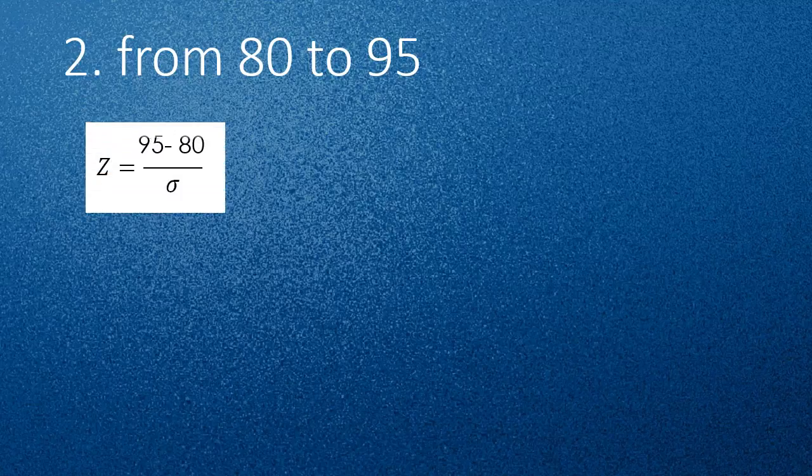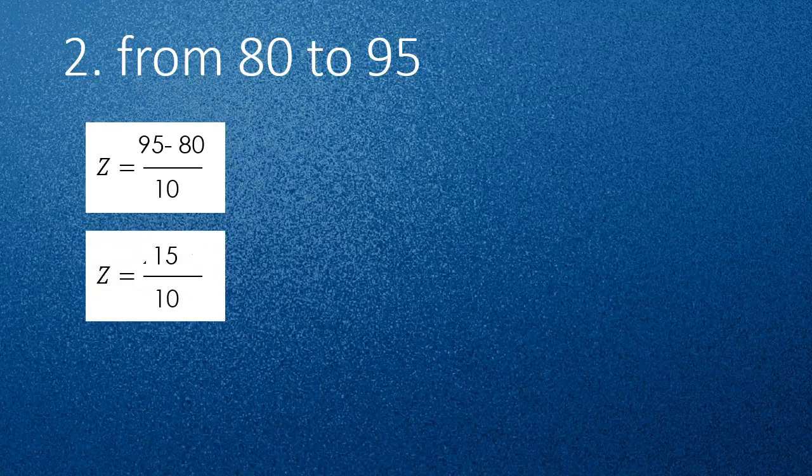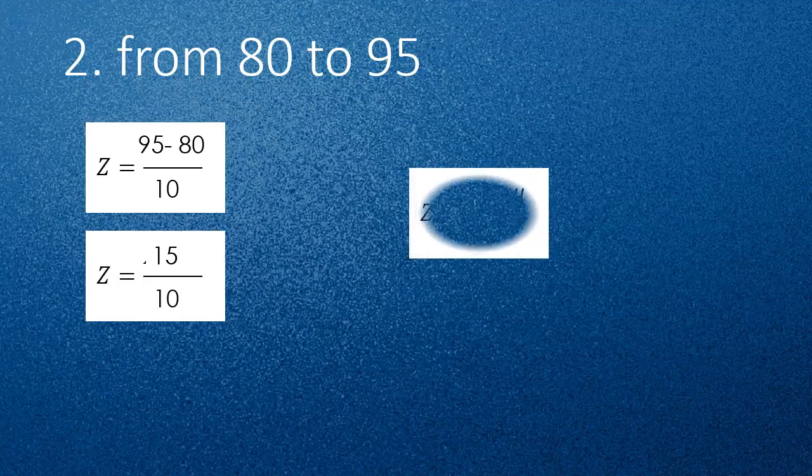Now let's find the percentage of the students whose score is from 80 to 95. We will use the same method, so let's substitute the values. z equals 95 minus 80 over 10. And then z equals 15 over 10. And the answer will be z equals 1.5.